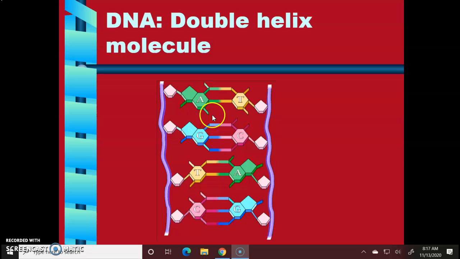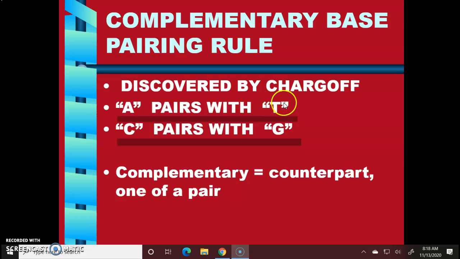A and G could not fit together. They're both too large. And C and T wouldn't be large enough. So you have to have a big piece and a little piece. And specifically, this thing called the complementary base pairing rule, or Chargaff's rule. A always pairs with T, and C will always pair with G. And there'll be a video later explaining this a little more in depth.